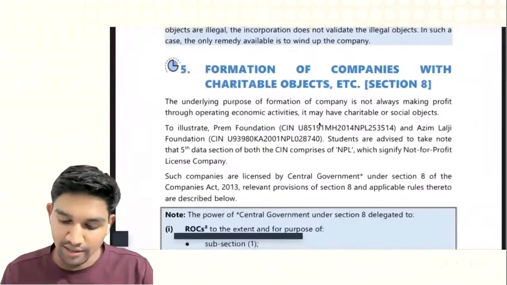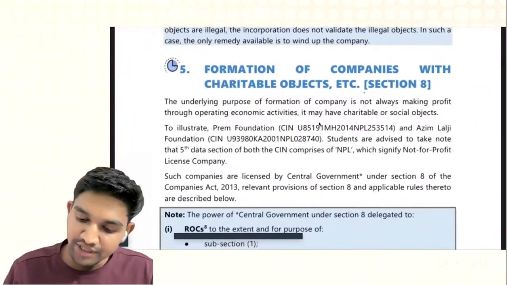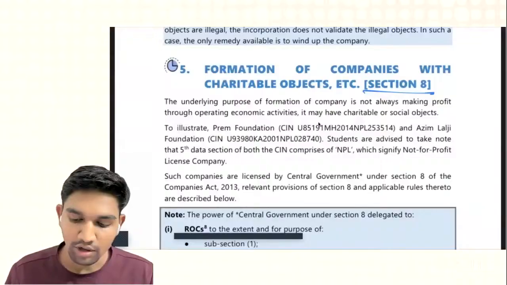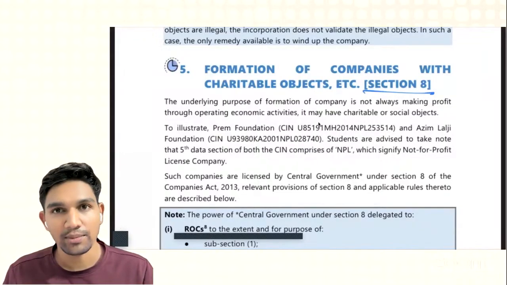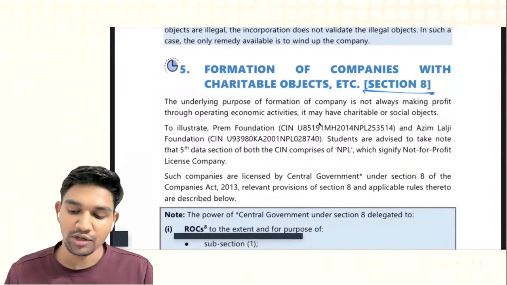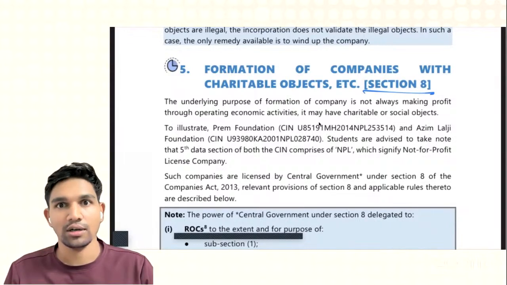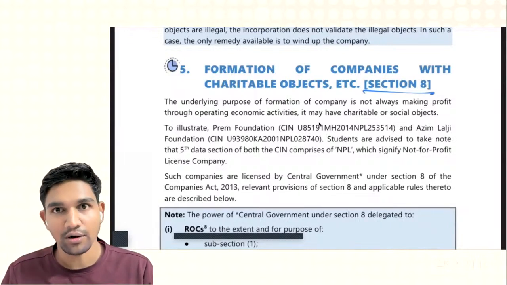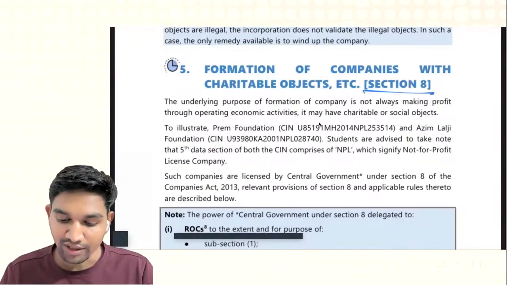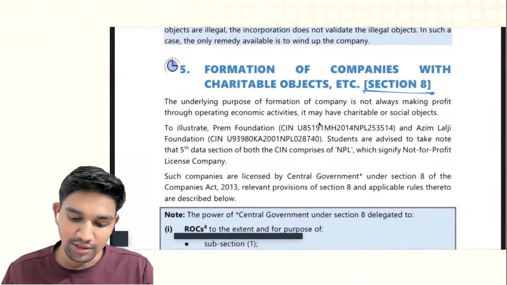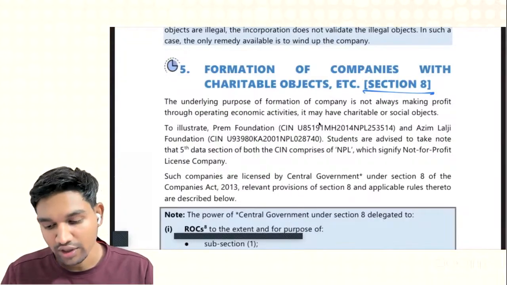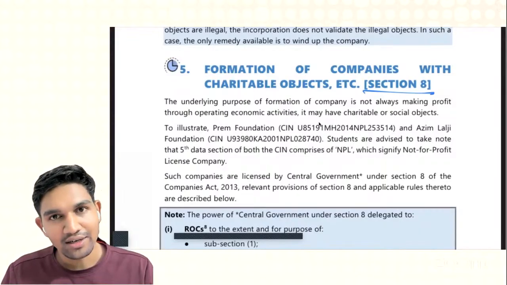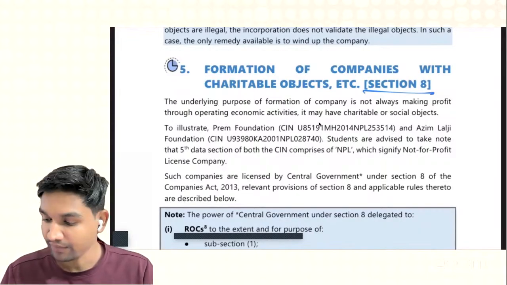So now we'll start learning Section 8 of the Companies Act 2013, that is, formation of companies with charitable objects, means formation of a Section 8 company, that is, a charitable company or not-for-profit organization, non-profit company, that is known as a Section 8 company. Now we will learn formation of a Section 8 company.